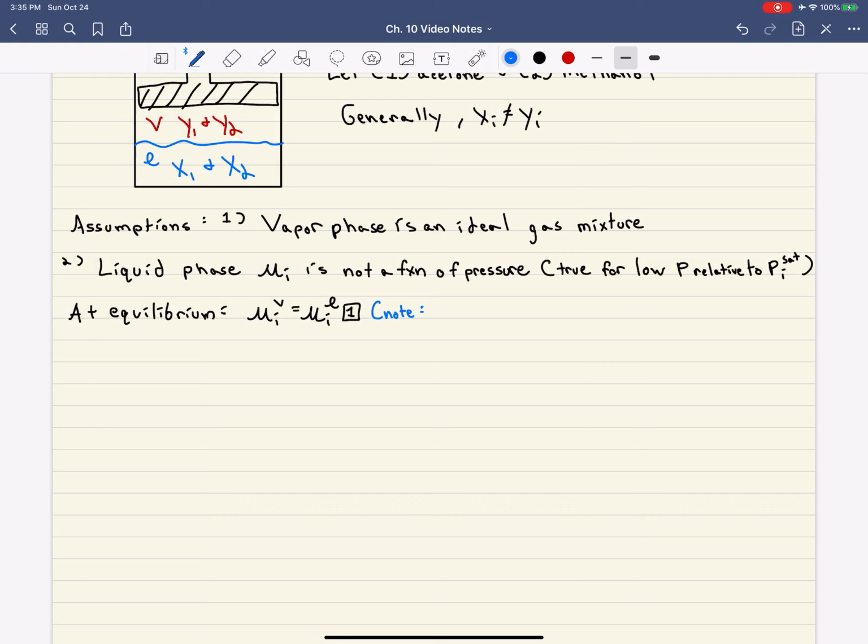What I'm not saying is that the chemical potential of species 1 in the liquid phase is equal to the chemical potential of species 2 in the liquid phase. In fact, I'm going to write here that generally the chemical potential of species 1 in the liquid phase is not equal to the chemical potential of species 2 in the liquid phase. And the same with the vapor phase.